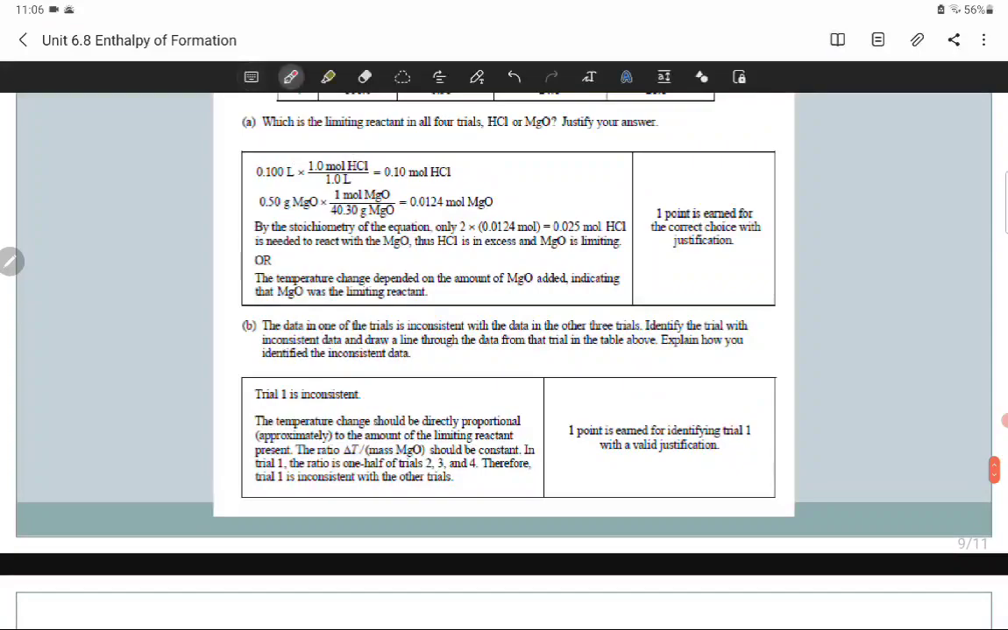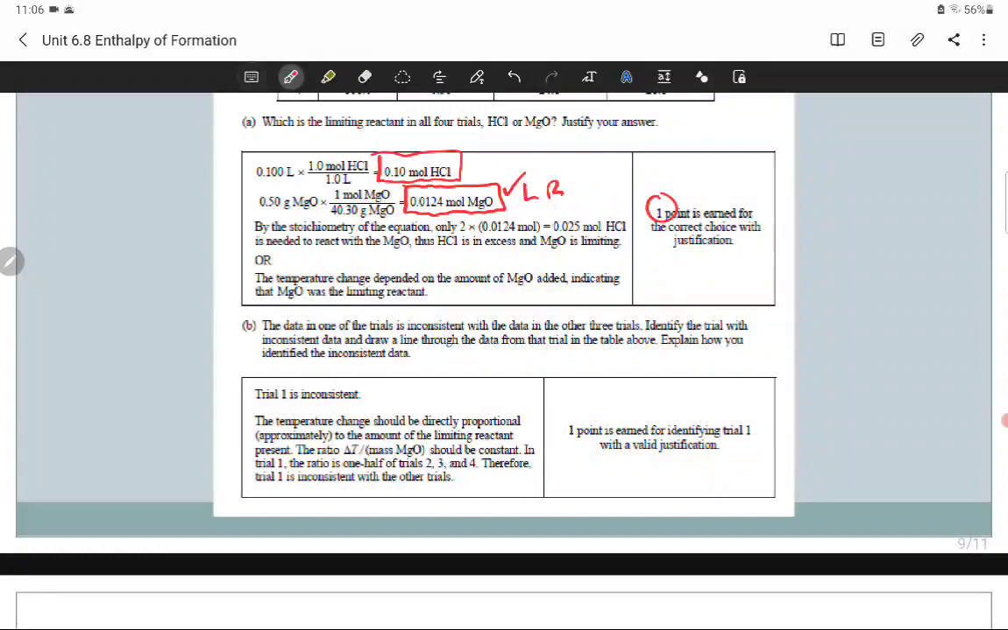Okay, so they determined that there is 0.1 moles of hydrochloric acid, but there is a 10-fold difference between the magnesium oxide and the hydrochloric acid. Even though it's a 1:2 ratio between the 2 chemicals, definitely the magnesium oxide is going to run out much earlier than the hydrochloric acid. So the magnesium oxide is the limiting reactant. So how did they get the point for this?